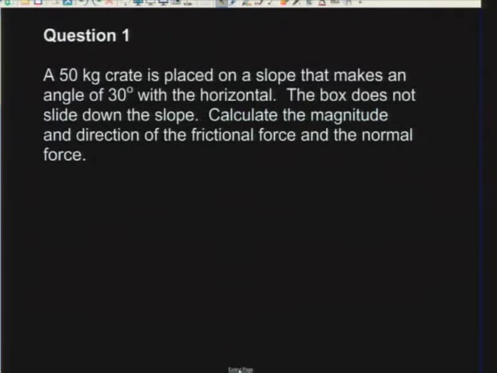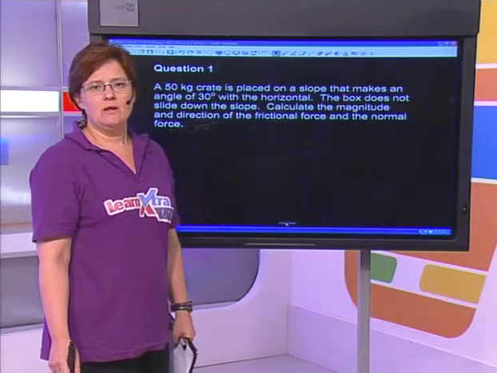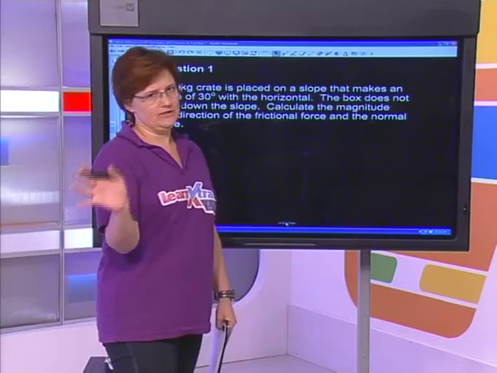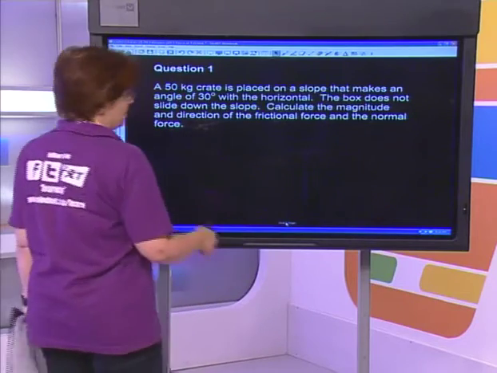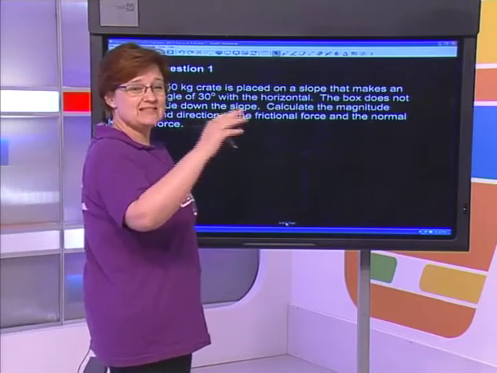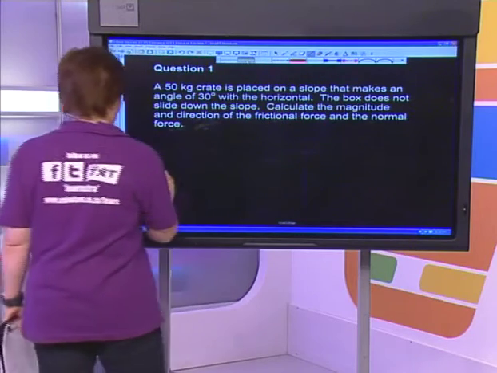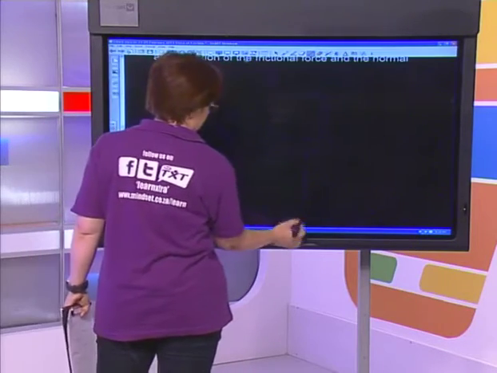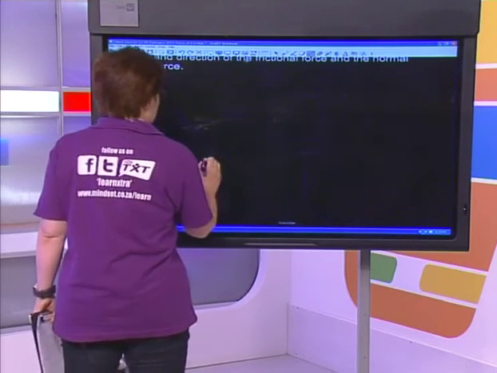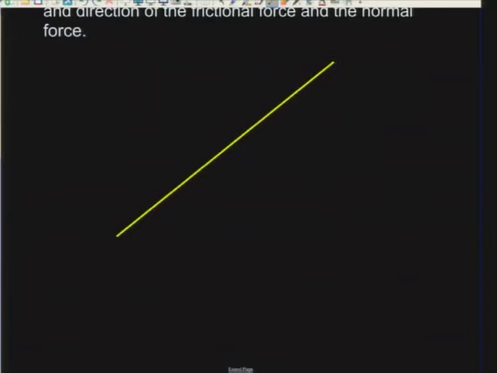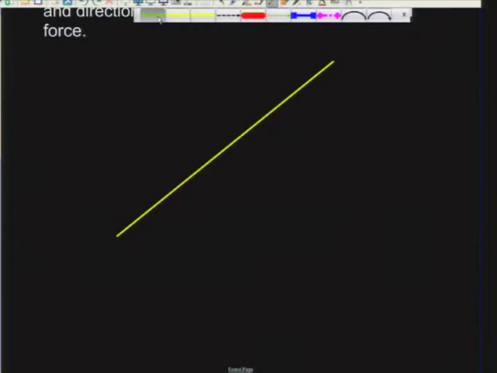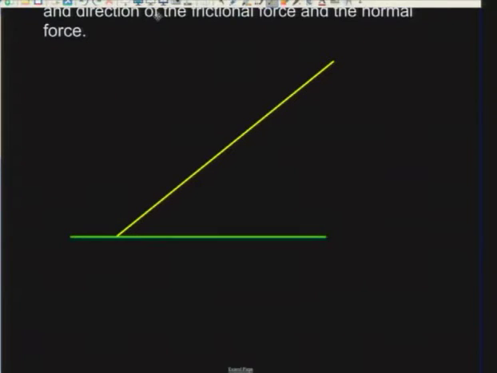So now, grade 11s, draw a picture, because drawing a picture always makes life easier. So we have a slope. Whether you draw it up to the right or up to the left doesn't matter, it really is your choice. I tend to draw it up to the left because I just do. There's my slope. I need to know where my horizontal is. So there's the horizontal. And we have an object on my slope.